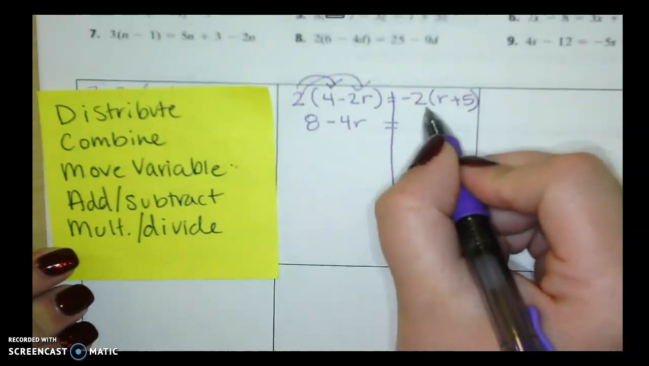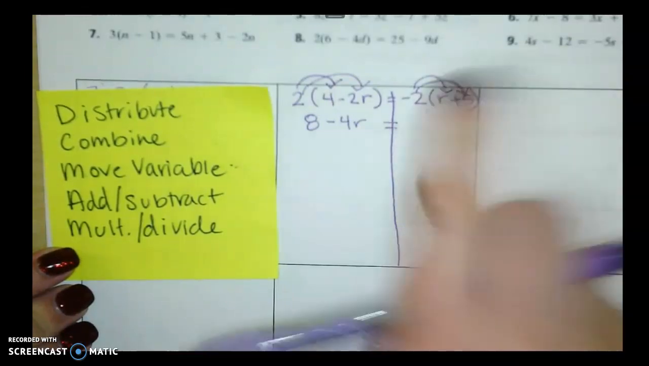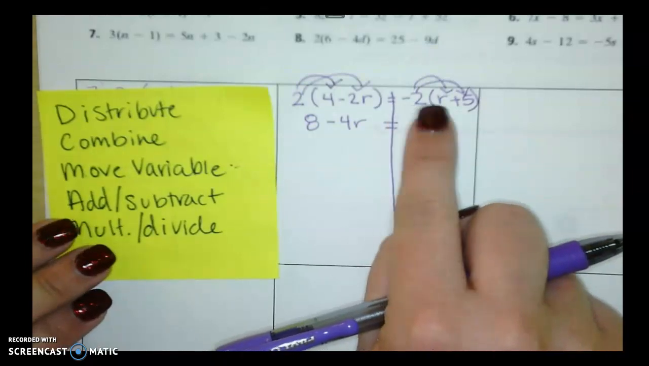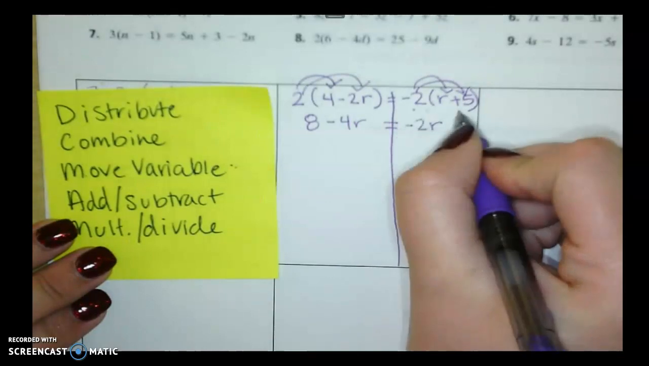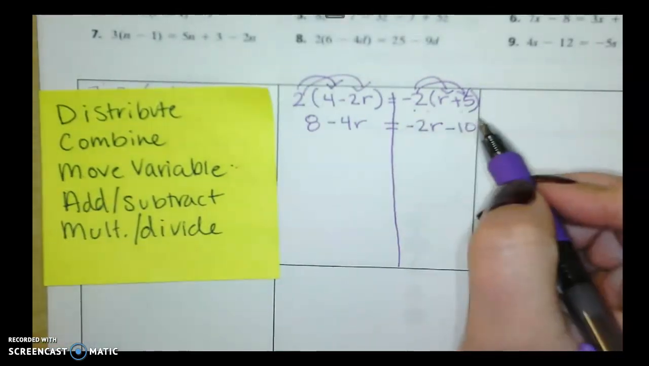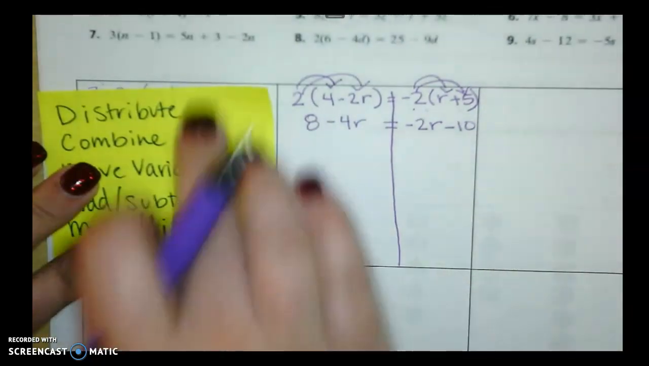I see more distribution over here, so I'm going to do negative 2 times both of these. Negative 2, remember there's an invisible 1 in front of this r, so it's negative 2r. And then negative 2 times positive 5 is negative 10. If you have trouble with those integer operations, please type it into Desmos to check. I don't want you getting it wrong just because of that.